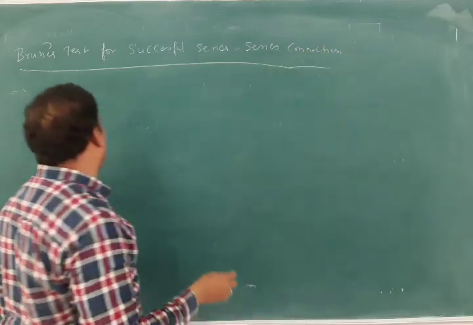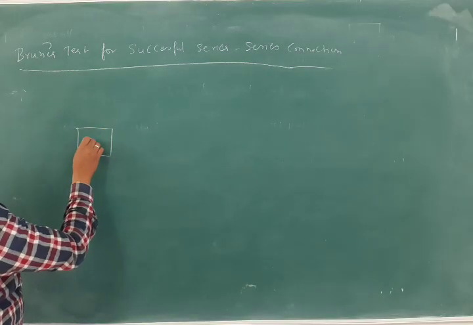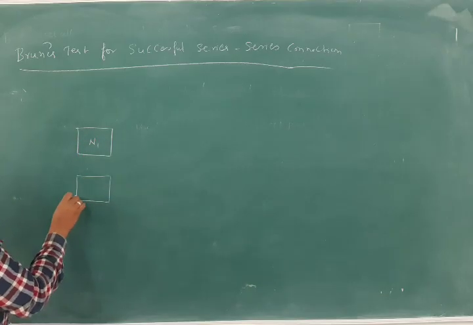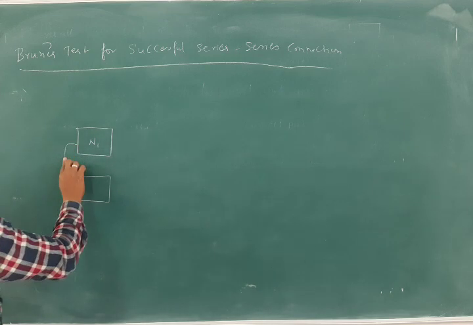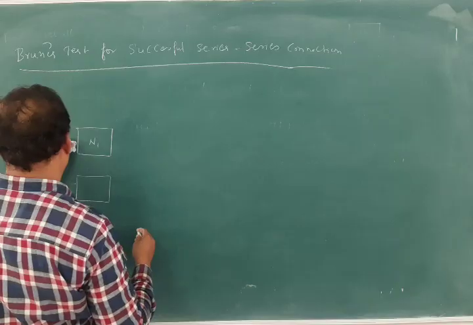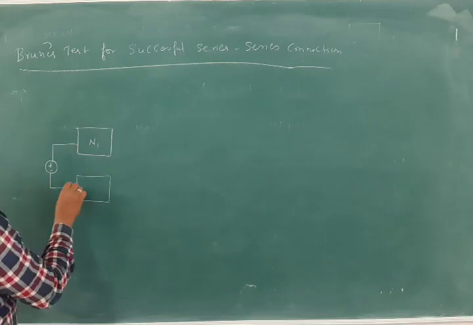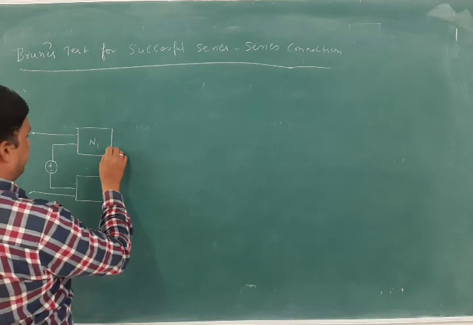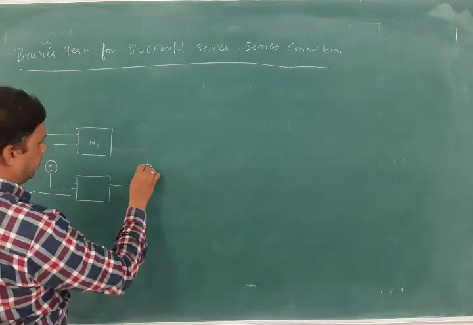Okay, let us draw a two-port network. This is network 1 and this is network 2, and for this combination you have to connect a voltmeter. You connect the applied or input voltage, plus and minus, at the terminal, and here we draw one voltmeter. This is the output port and we are connecting a voltmeter here.